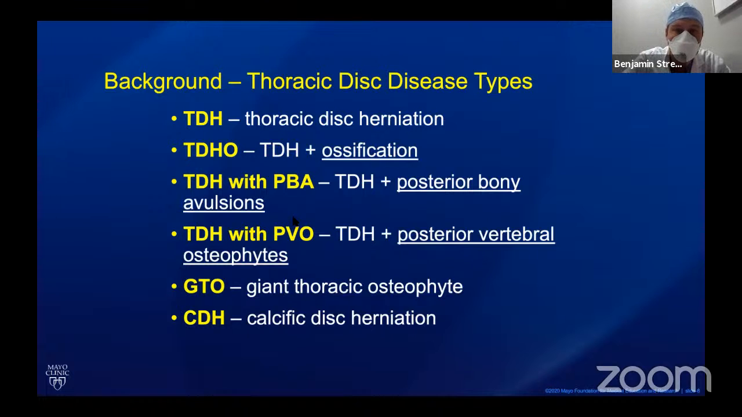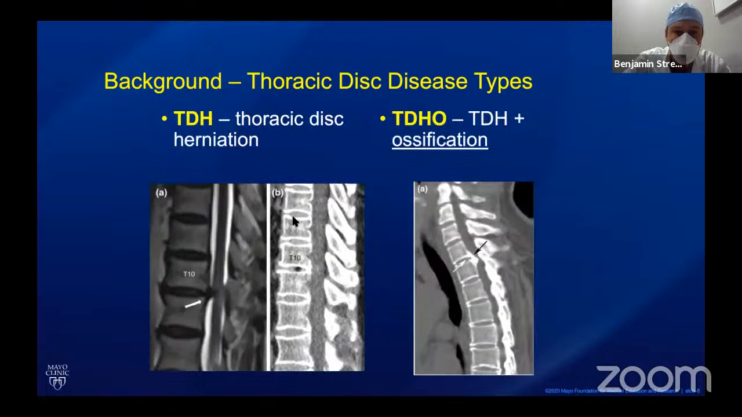So the article really seeks to differentiate some of these things. So here are some illustrative examples. The TDH would be the lower left images, where you can see at the T10-11 level, the MRI shows that disc herniation, but the CT scan shows no calcific disease at that level, no posterior bony osteophytes.